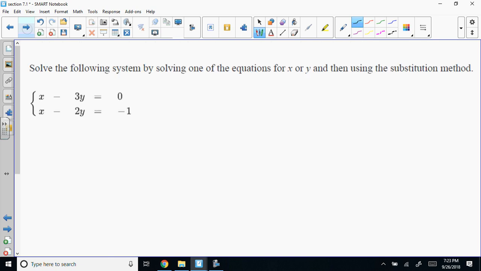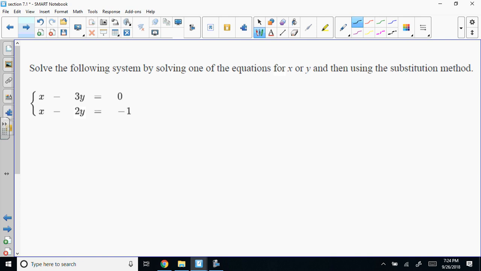All right. Let's look at this one. It says for this one, solve the following system for either x or y, and then use substitution method. Well, I'm not going to do that. I'm not going to use substitution for this. I'm going to use elimination.